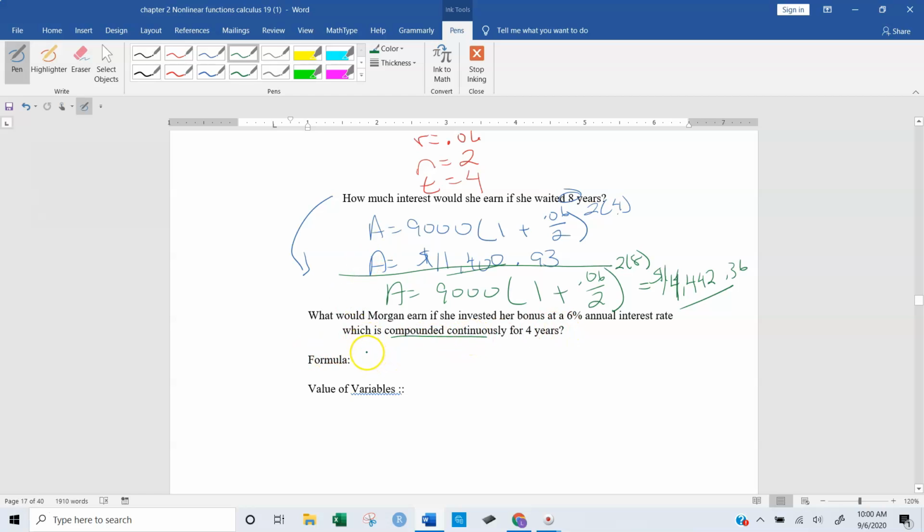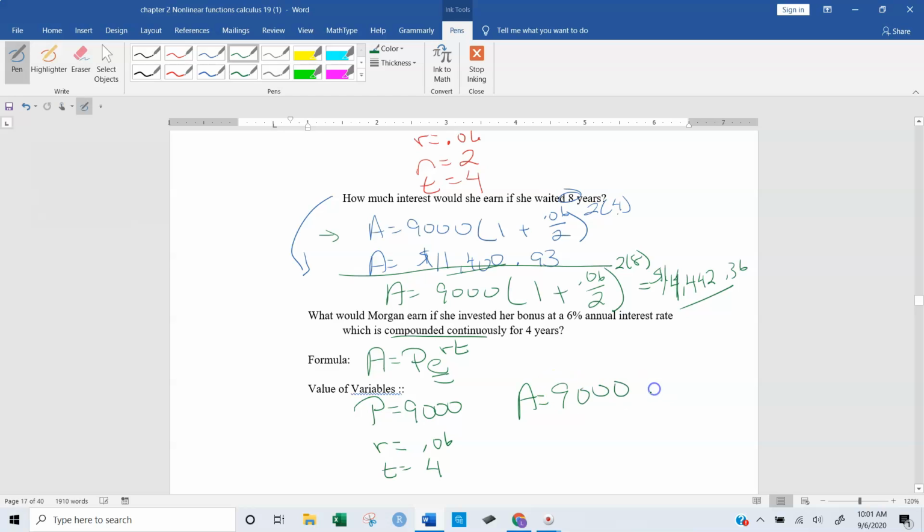So we go here, continuous formula. We know that's A equals Pe^(rt). Okay, we do the same thing as before. Nothing's changed. She still had $9,000 to invest. She still is earning 6%, and she is still leaving it in for 4 years. So let's type all this in. So how much money will she make? So we're looking at continuous versus our compounded semi-annually.